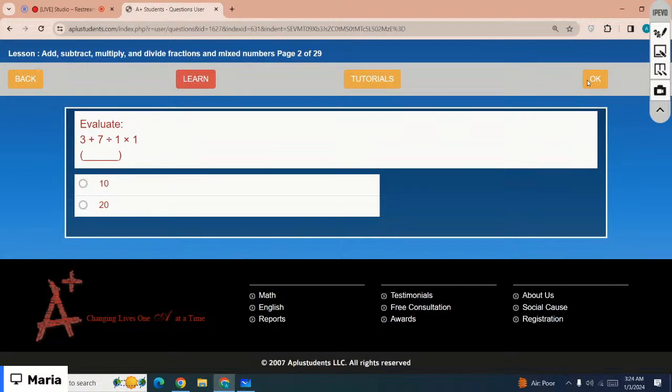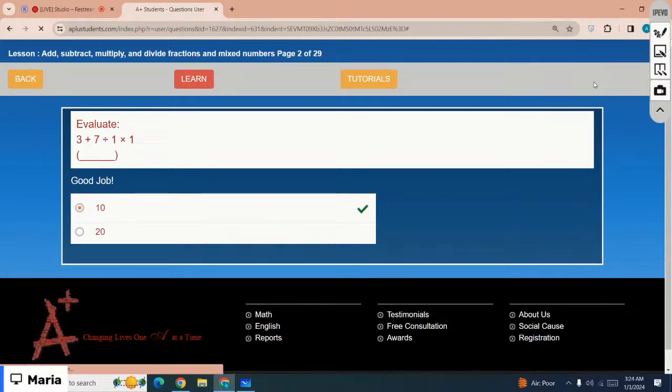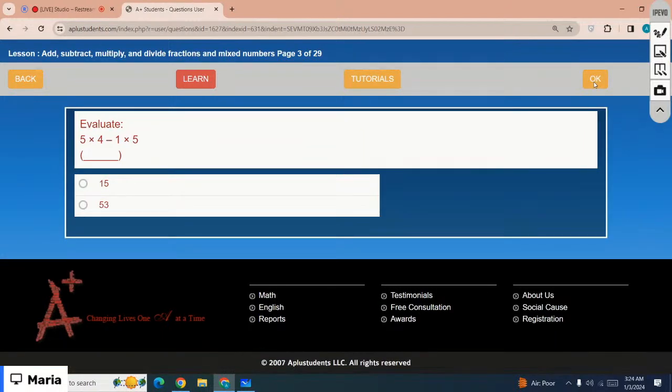Yes, the correct option is. Very good. Then you have to do 7 divided by 1, that is 7. Then 7 times 1, again 7. And 7 plus 3 is done. Got it? Okay, evaluate 5 times 4 minus 1 times 5, which is the correct option.